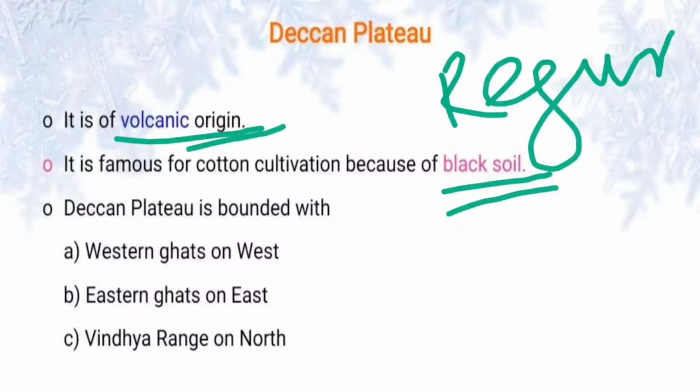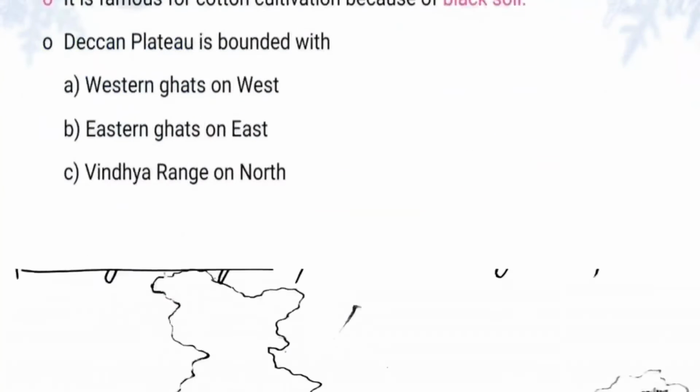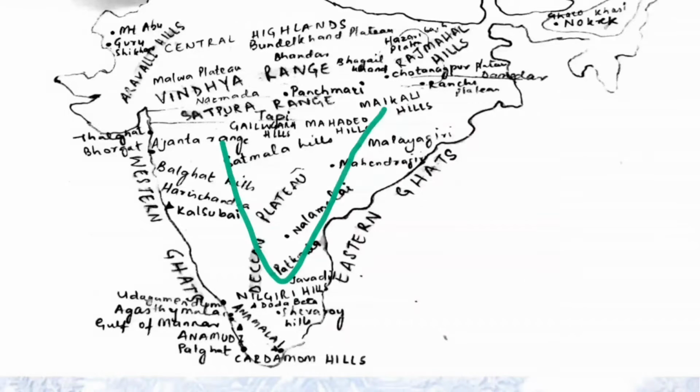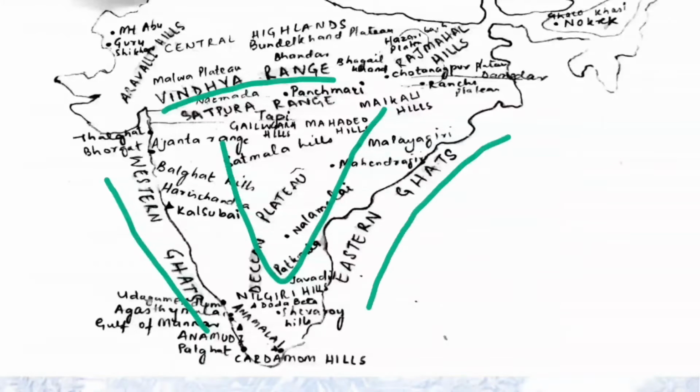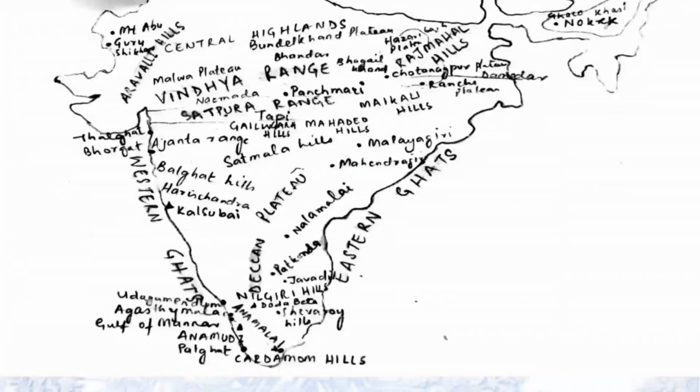Now the Deccan Plateau is bounded by the Western Ghats on the west side, Eastern Ghats on the eastern side, and the Vindhya Ranges on the northern side. Let's have a look at the map. This is our Deccan Plateau region. This whole system is our Deccan Plateau region, and this is the Vindhya Ranges surrounding this Deccan Plateau on the northern side, and the Western Ghats on the western side, and Eastern Ghats on the eastern side. As we know that the Western and the Eastern Ghats are of great importance as far as Indian physiography is concerned, let's study about them.